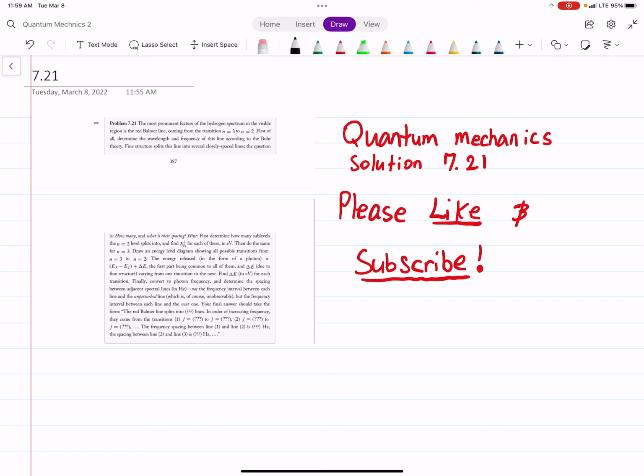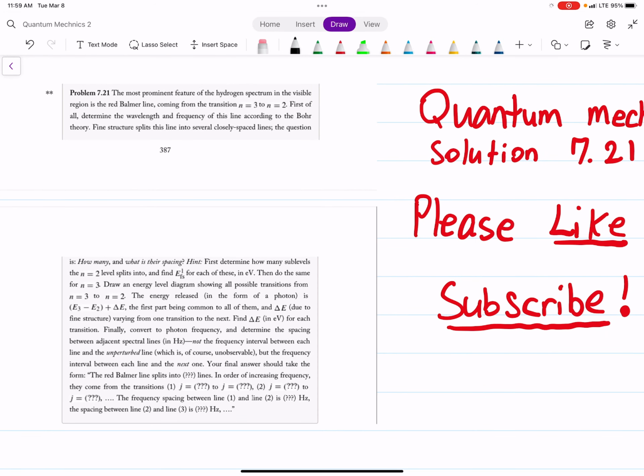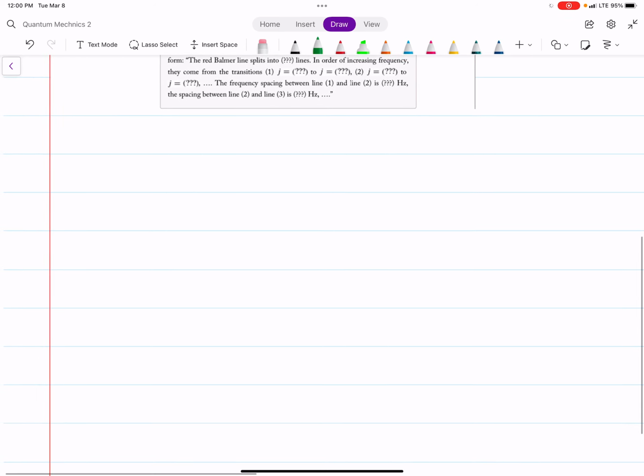Alright, so 7.21 is kind of a longer problem. We're looking at the transition between the n equals 3 and n equals 2 state. And it has us do a few things, but before I get started with that, I want to talk about the quantum numbers a little bit, just to get it out of the way.